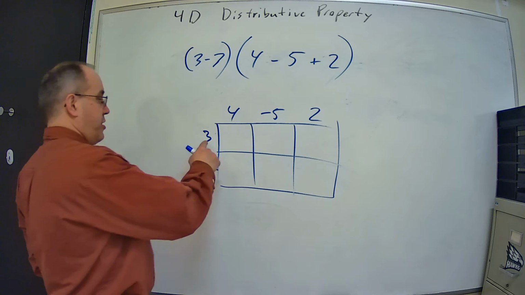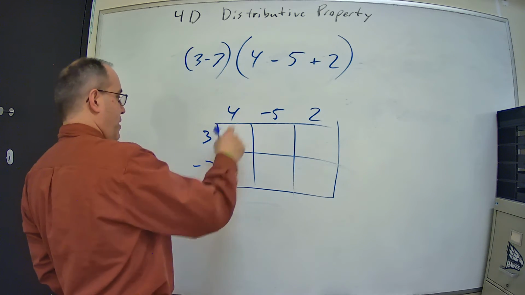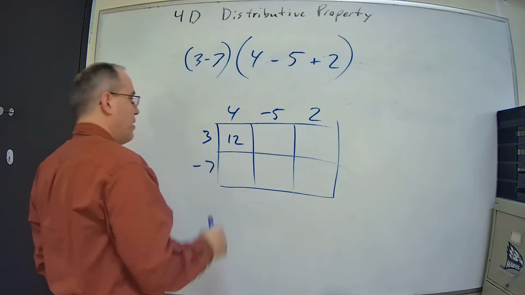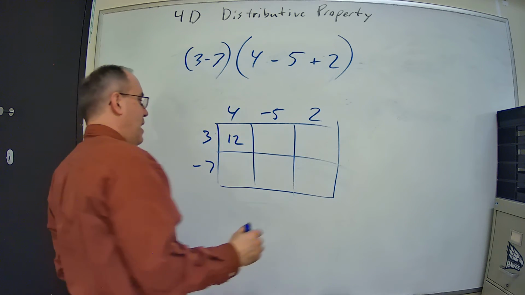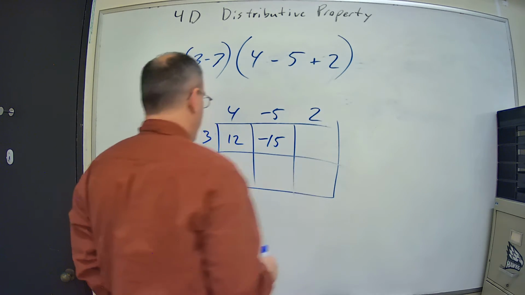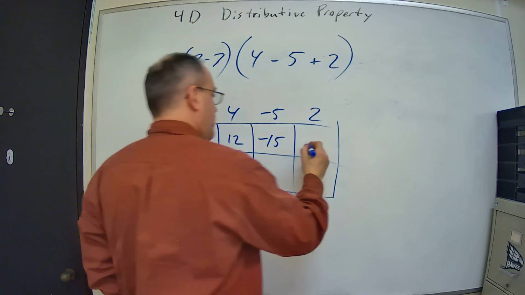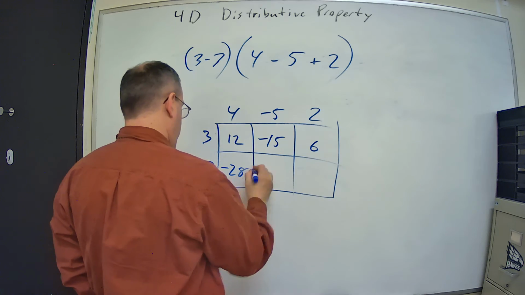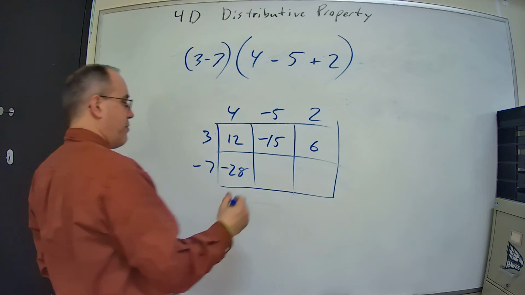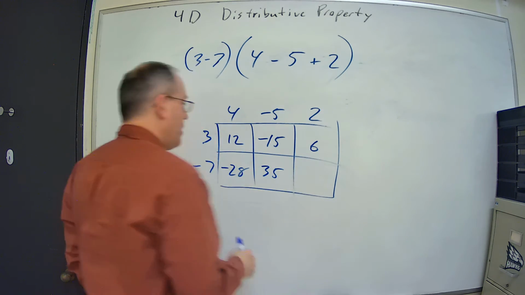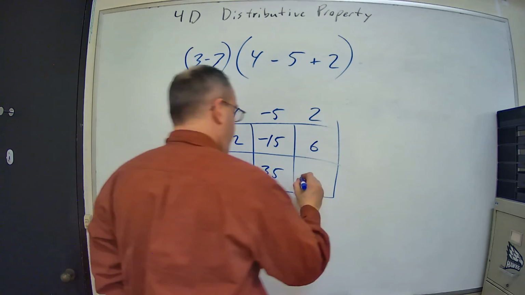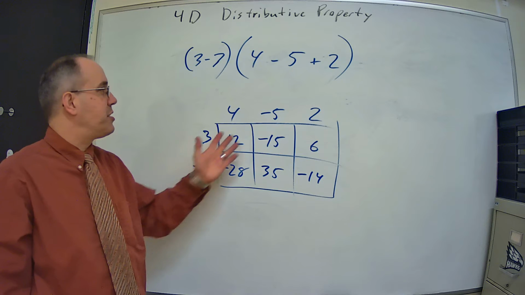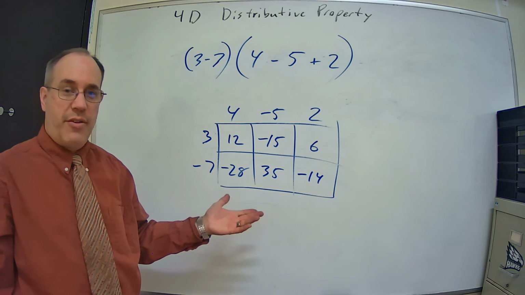So now what I can do is I can just multiply each of these parts of the grid. So 3 times 4 is 12. 3 times negative 5 is negative 15. 3 times 2 is 6. Negative 7 times 4 is negative 28. Negative 7 times negative 5 is 35. Negative 7 times 2 is negative 14. And then I can just add all those things together.